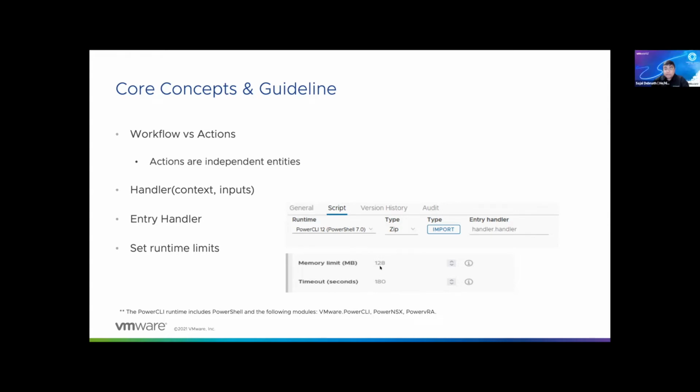So the memory limit is by default 64 MB, which will sometimes make the script fail because it doesn't have enough memory. So specifically, if you are using PowerShell, PowerCLI, or Python, I would say increase the memory limit so that your workload runs perfectly fine. So that's pretty important.